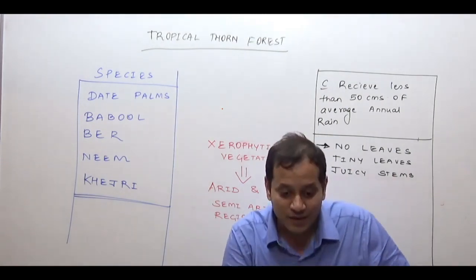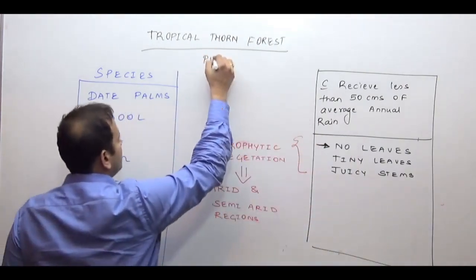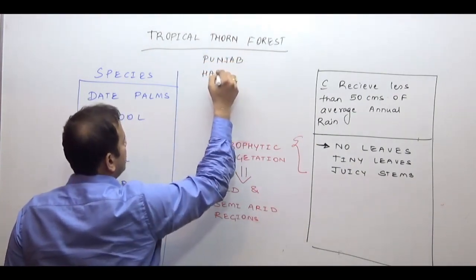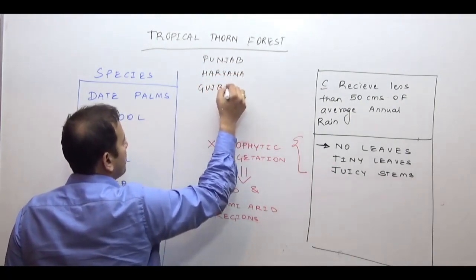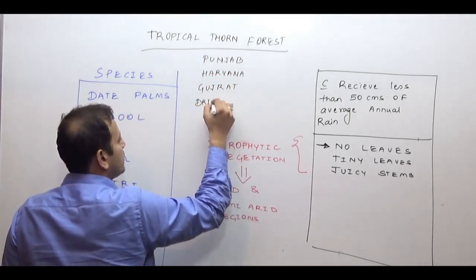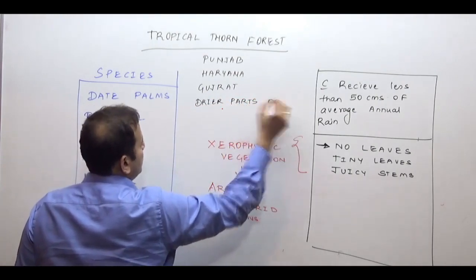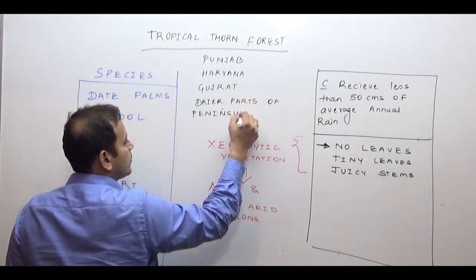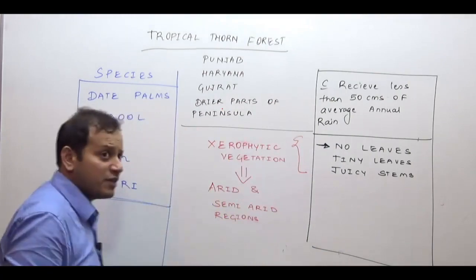So where are these found? These are found in Punjab. This is found in Haryana. This is found in Gujarat. This is found in the drier parts of the peninsula. What will you call such forest? You will call them xerophytic vegetation.